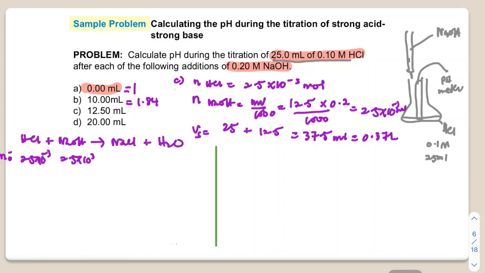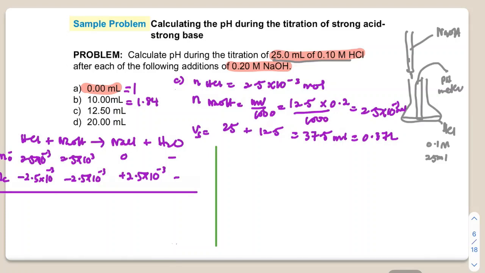And then NaCl is initially 0, dash for H2O. For the change, they are all reacted, so they are all minus 2.5 times 10 negative 3, minus 2.5 times 10 negative 3, and NaCl added is positive 2.5 times 10 negative 3, dash for H2O. So n final will be 0 for HCl, no more left, 0 for the sodium hydroxide, and what we have is only the salt that is produced.